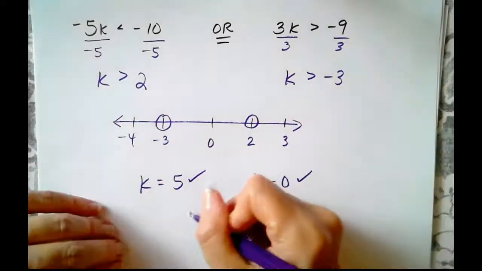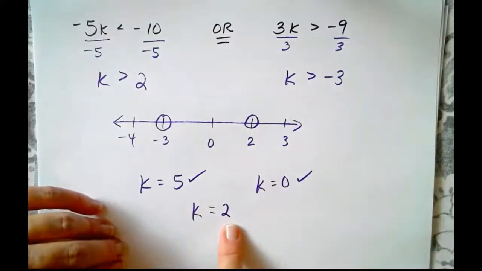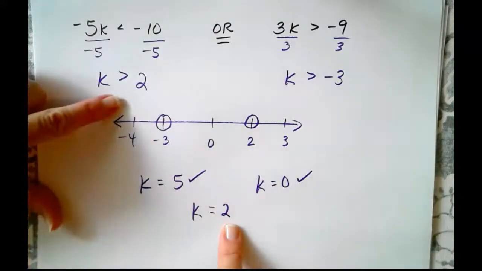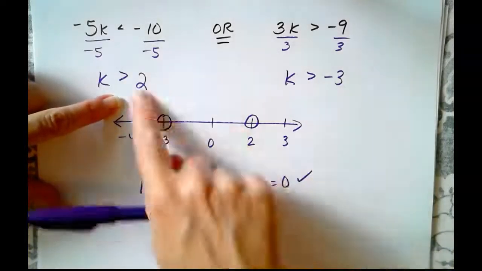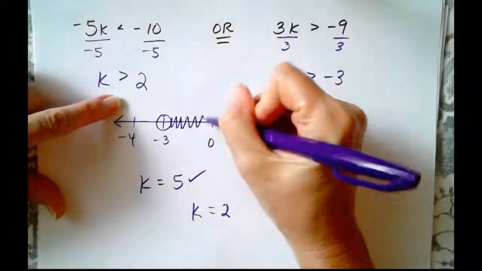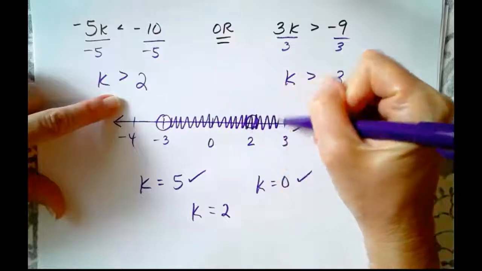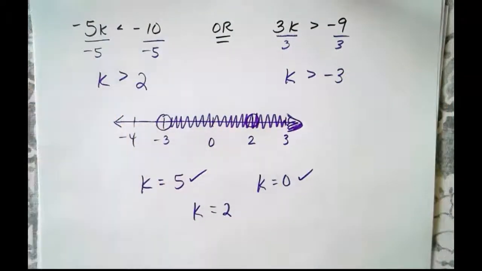So that being said, let's take a look at one last value. Let's let k equal 2. Is 2 bigger than 2? No. But is 2 bigger than negative 3? Yes. And as long as it validates one or the other, it's in the solution set, which is why we just have that. That is a special case for you to think about. That is compound inequalities.